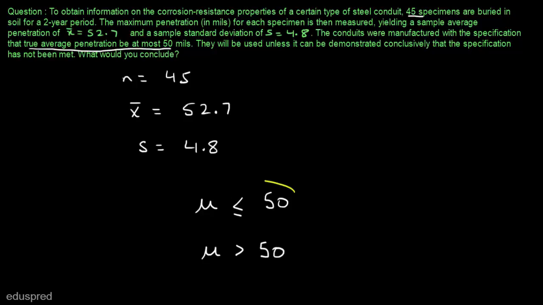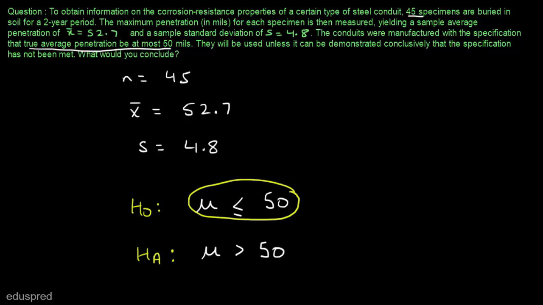Now, because this is the claim with the equal to sign, this is our null hypothesis. And consequently the counter claim is the alternate hypothesis. So our null hypothesis is that the average penetration is at most 50, and the alternate hypothesis is that the average penetration is more than 50.